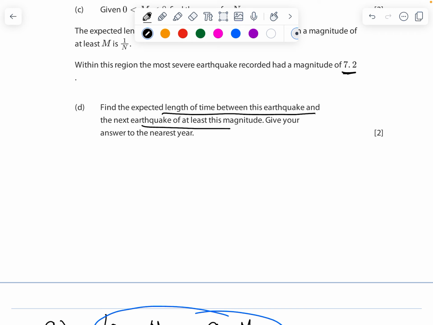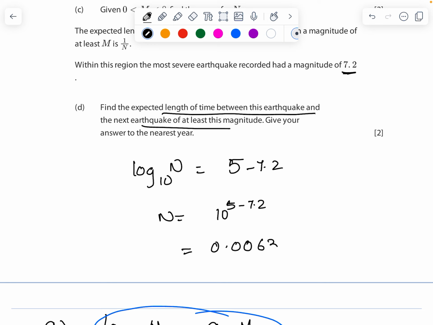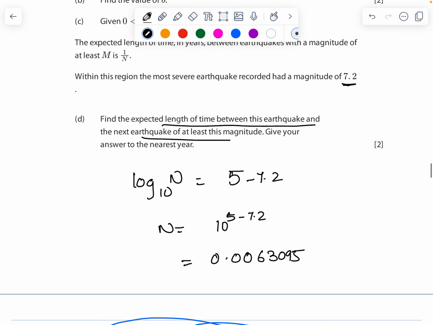So again, log n to the base 10 equals a minus m. m is nothing but 7.2. So n equals 10 to the power of 5 minus 7.2, which is going to be 0.0063095. Now, that is the value of n.